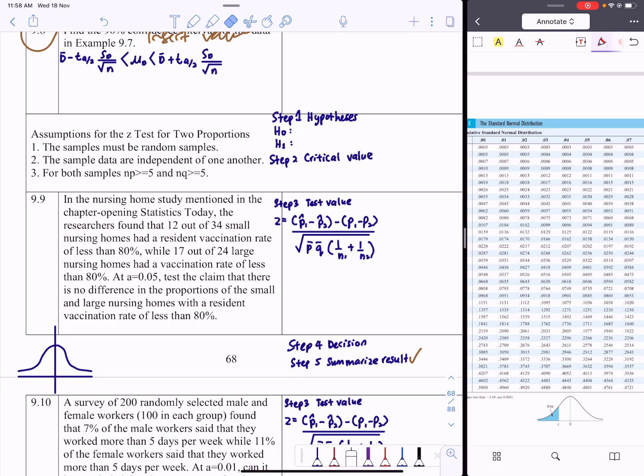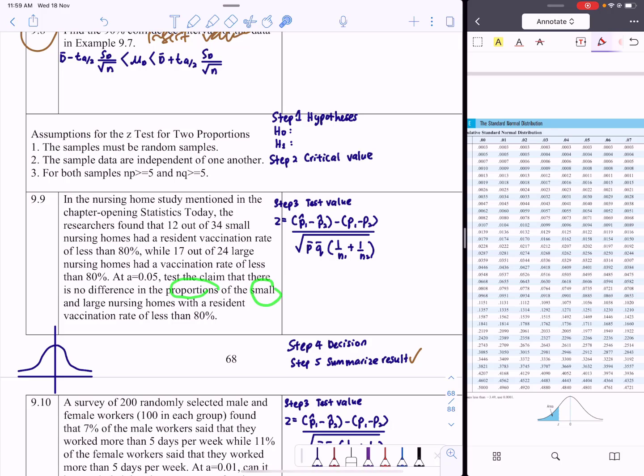Okay, I read the example first. In the nursing home study mentioned in the chapter opening Statistics Today, the researcher found that 12 out of 34 small nursing homes had a resident vaccination rate of less than 80%, while 17 out of 24 large nursing homes had a vaccination rate less than 80%. At alpha equals 0.05, test the claim that there is no difference in the proportion of small and large nursing homes.